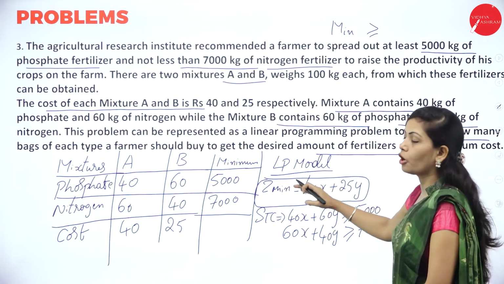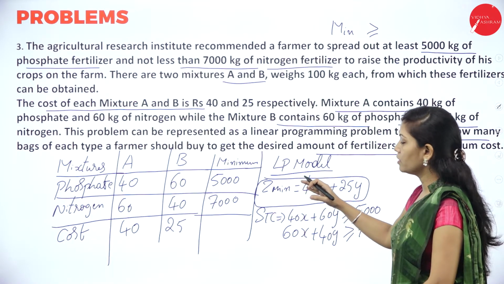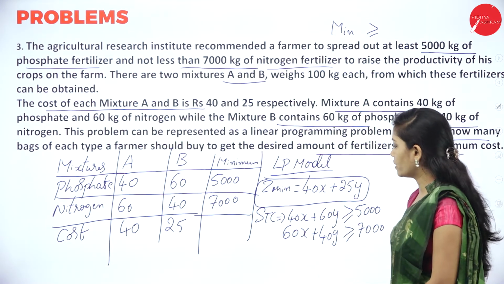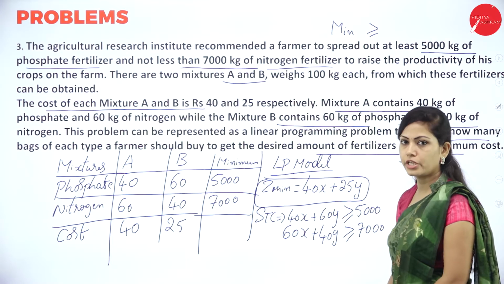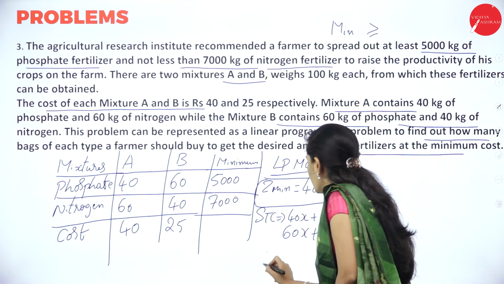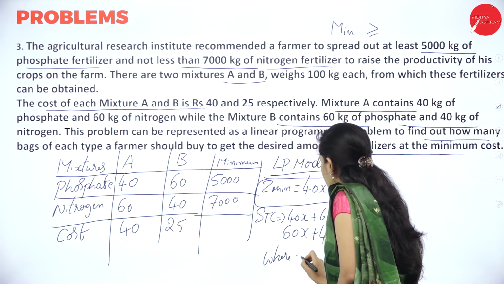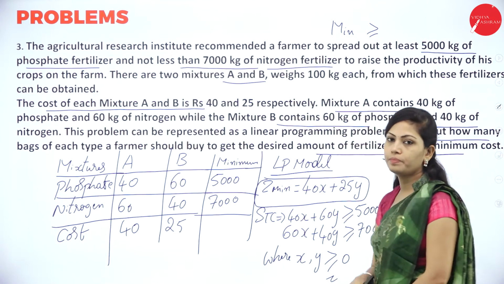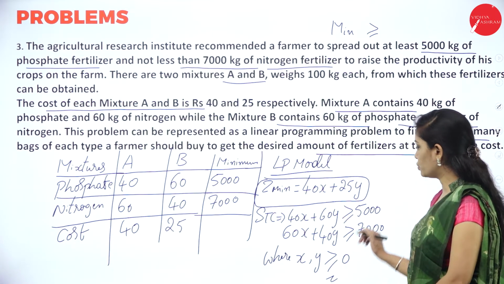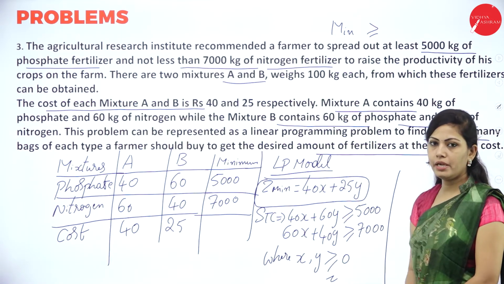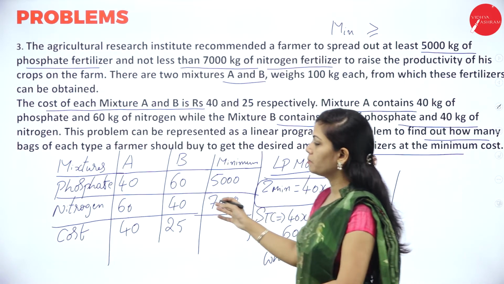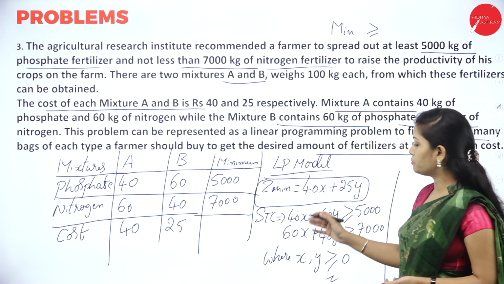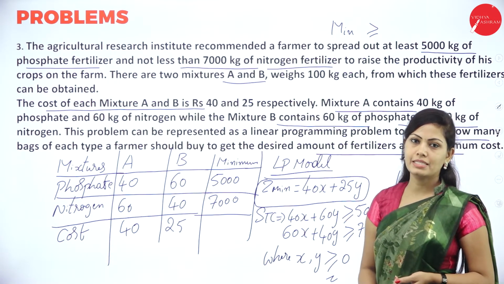So first write the objective function. This is Zmin, minimization problem: 40x plus 25y is my objective function. Then next write the subject to constraints. And finally, x comma y greater than or equal to 0. So this is your LP model. First construct the mathematical model, and easily you can find the objective function, subject to constraints and non-negativity constraints.